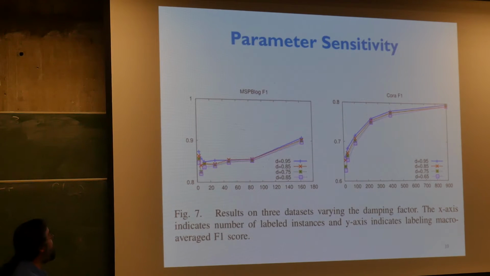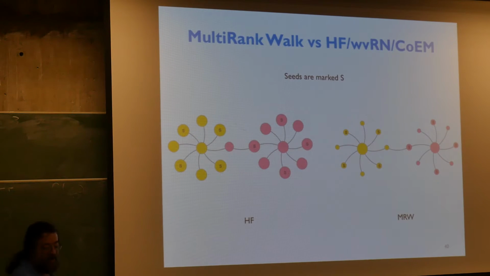I'm going to skip this one, and this one, which is just parameter sensitivity things. But I'll show you this one because this is kind of cool. This is showing a simple data set where these algorithms do something different, and it clarifies what the difference is. So with MultiRankWalk, I said you're looking at proximity to the seeds, but it's really a weird mix of proximity to the seeds and centrality in the graph.